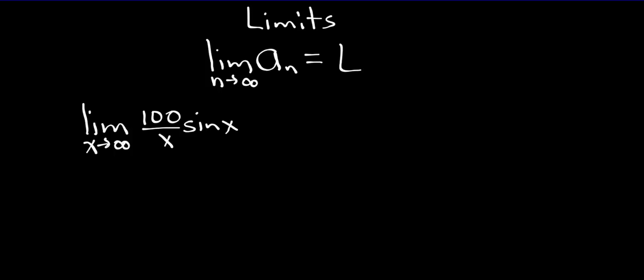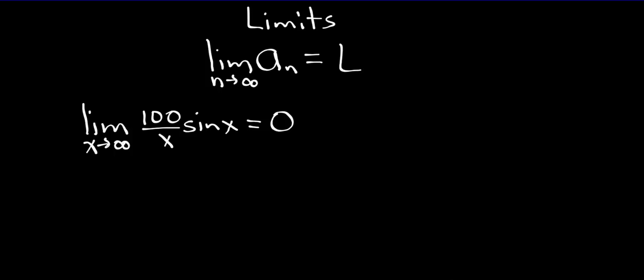We've investigated functions like this before. You notice the bottom is x and the top is sine x. The top just oscillates between negative 100 and 100, but the bottom grows without bound. It gets larger and larger and larger. And when that happens, we know that limit is 0. But what does that mean more rigorously?